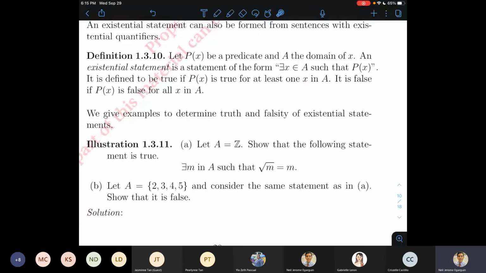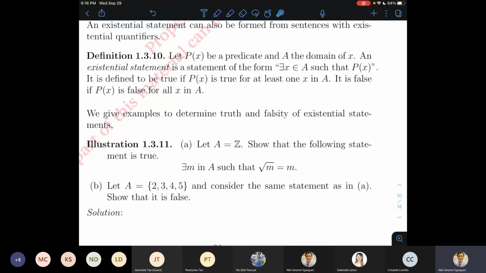How about statement B? Okay. So it says pinaliit yung domain. Ang domain ko na lang ngayon ay 2, 3, 4, 5. Is the statement true or false? Anybody aside from those who already answered? Taas muna ng kamay bago mag-chat para may chance lahat. Anyone? Is the existential statement true or false? Same statement. Ito pa rin yung statement. Pinaliit lang yung domain. Yung domain lang ay set 2, 3, 4, and 5.